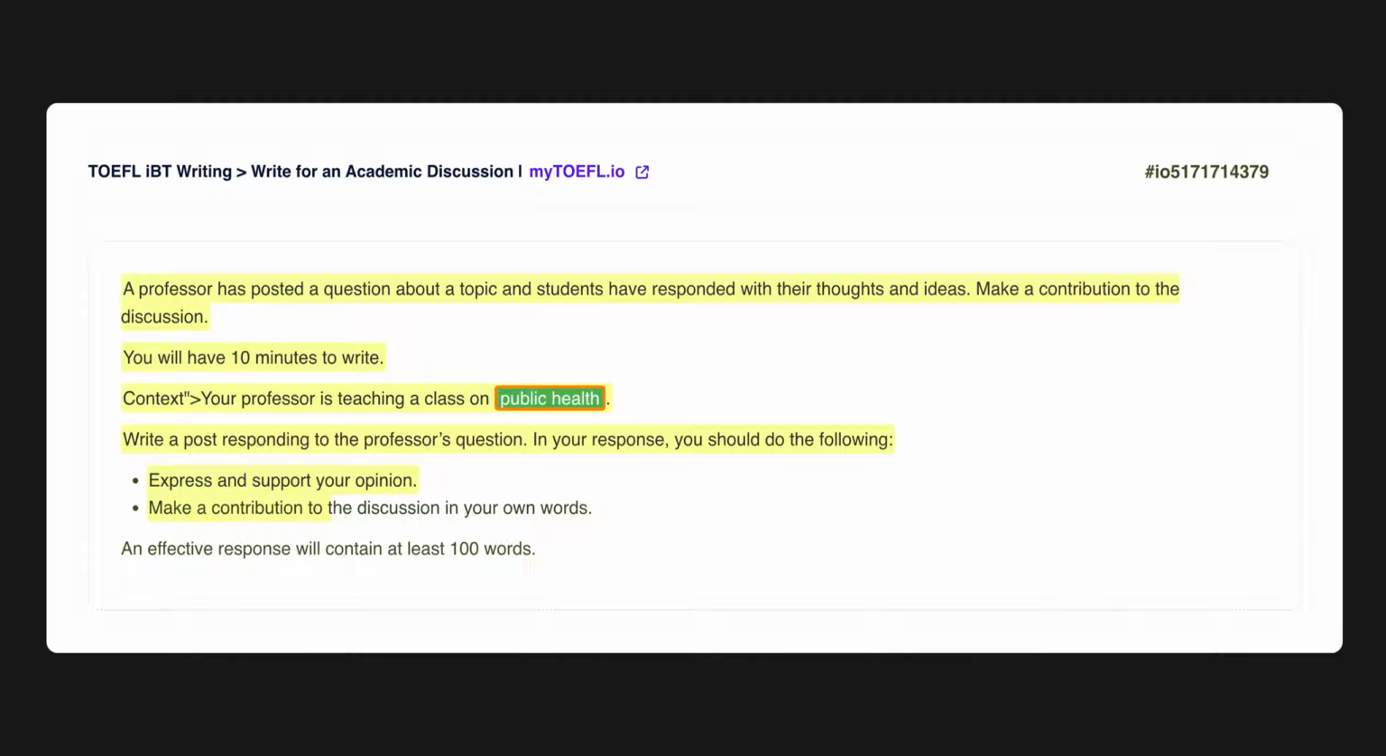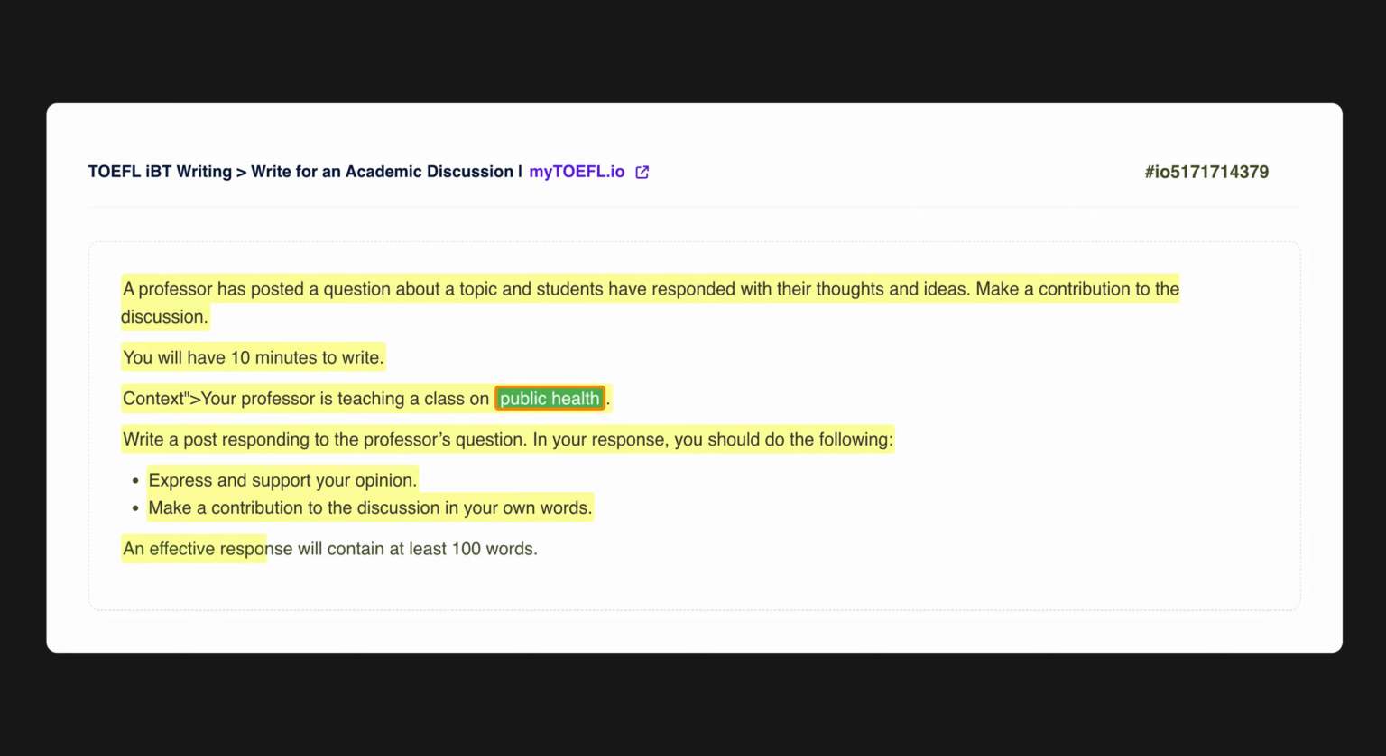Make a contribution to the discussion in your own words. Originality is key here. While you should refer to the ideas mentioned by the professor or other students, you must use your own phrasing. Avoid copying sentences directly from the prompt. Using your own vocabulary shows the graders that you have a high level of English proficiency.